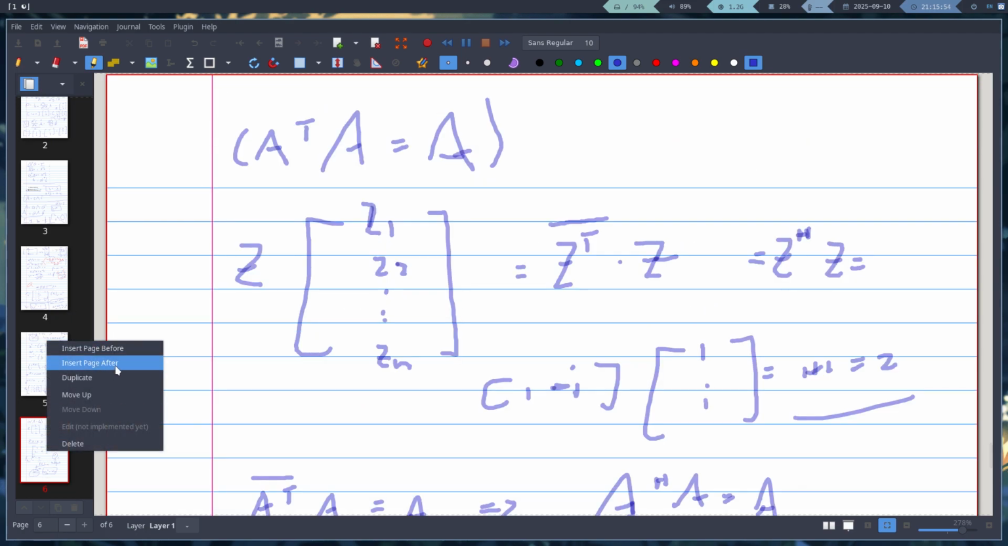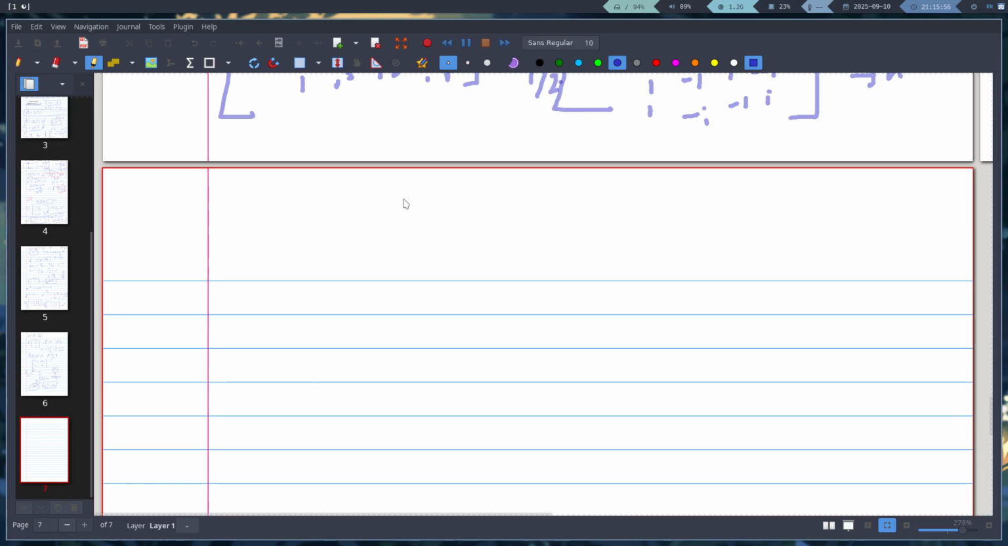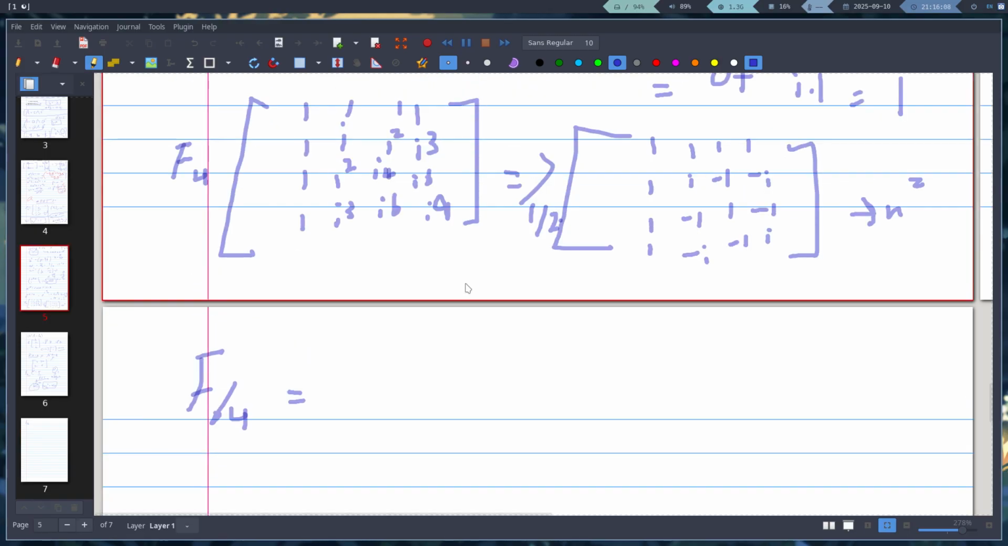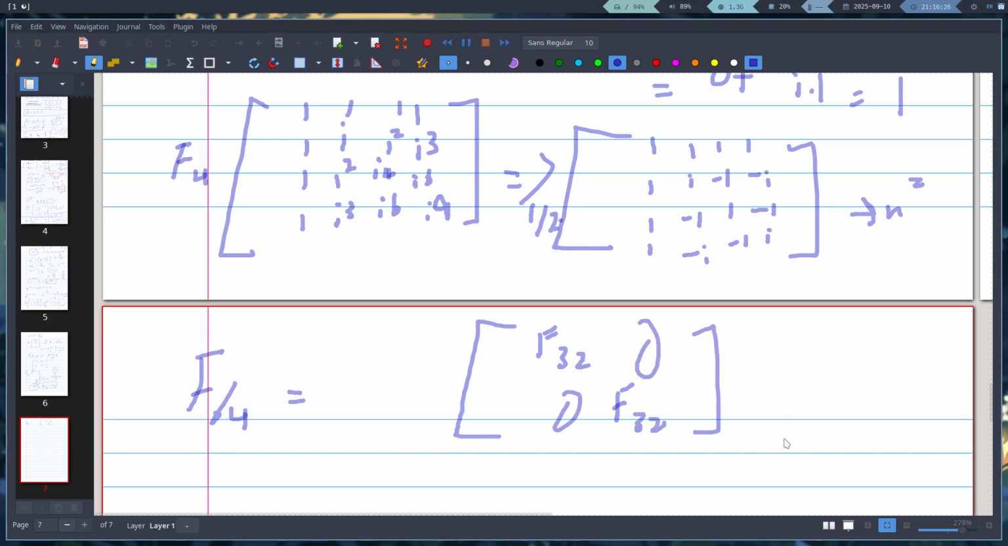So this is called the Cooley-Tukey decomposition, and it's really, really nice. So if you had F64, and we now know that somehow w32 is connected to w64, what you can do is decompose F64 like this. You can say F32, 0, 0 here, and then there's something here and there's something here.